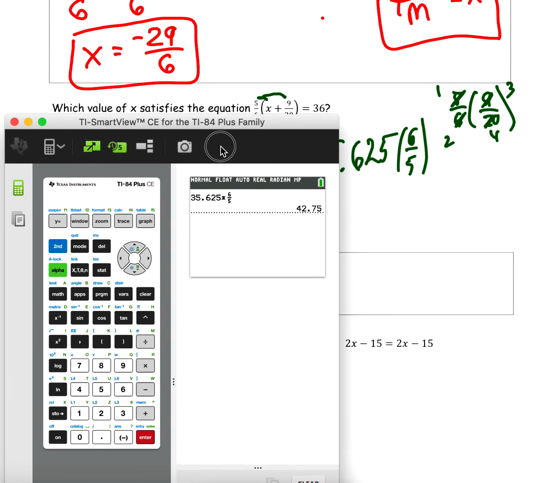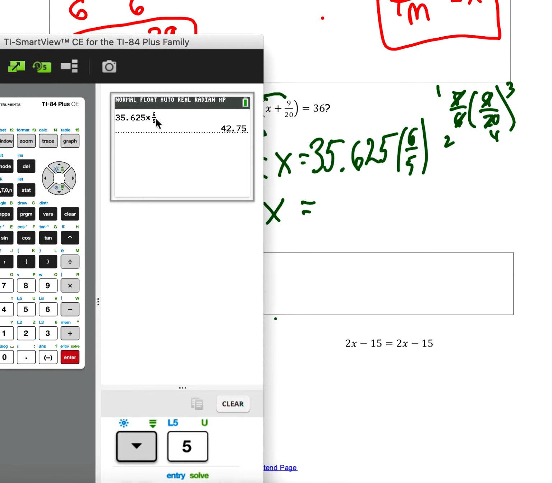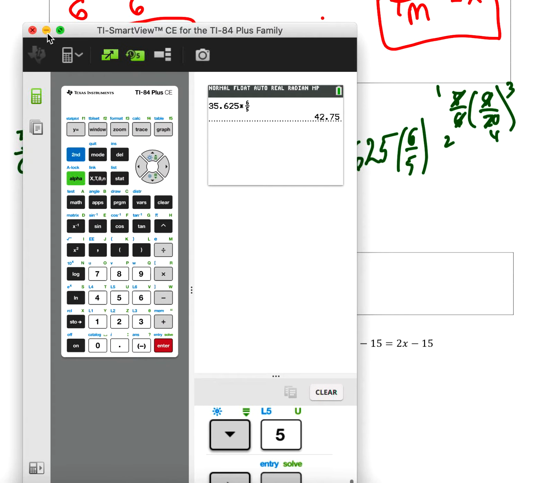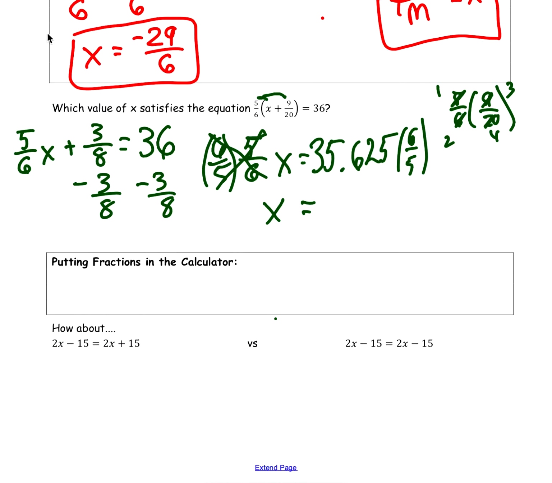And you can use that for this whole problem. Say you just want to do 5 over 6 times 9 over 20 in the calculator. You could have done that using the fractions. I think that makes it a lot easier, a lot less room for error. So 42.75 would be our value.